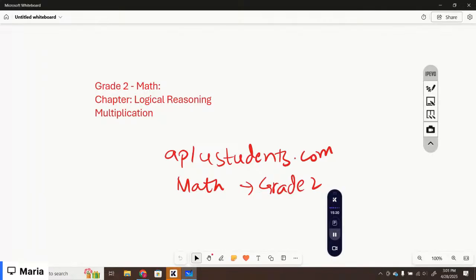We're going to start with the chapter logical reasoning and multiplication. So please make sure you have your notebook and pencil so that you can note down the important examples and definitions as well.